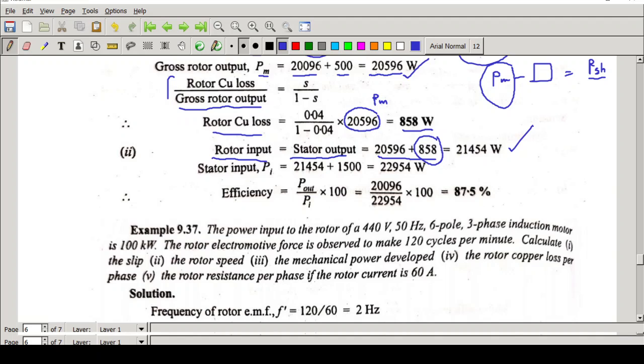Now rotor input and stator output are the same, that is given here. So we got the stator output, and to the stator output if we add which loss? Stator core loss, then what we will get? We will get the stator input.